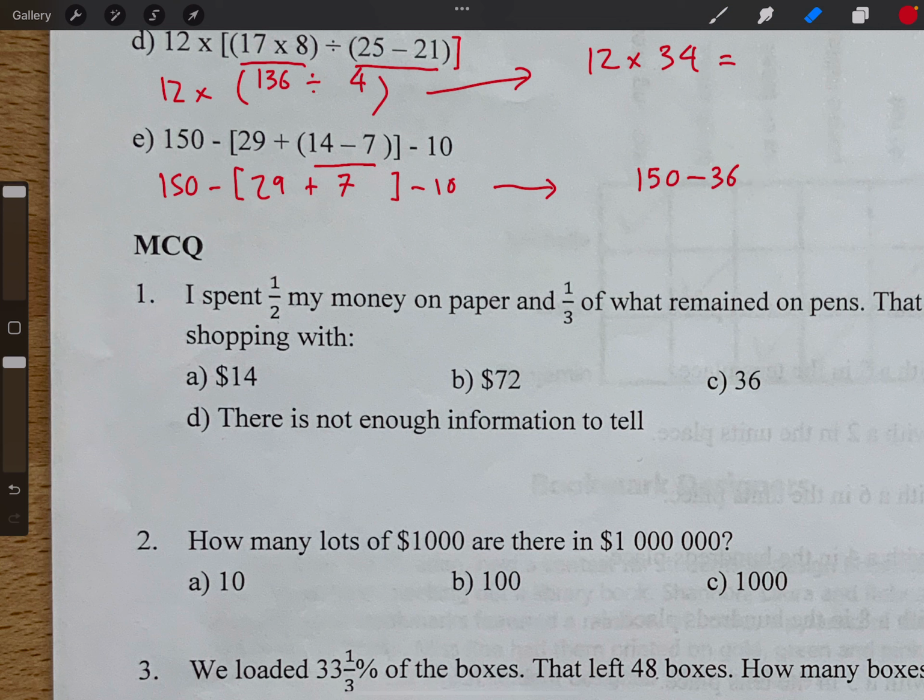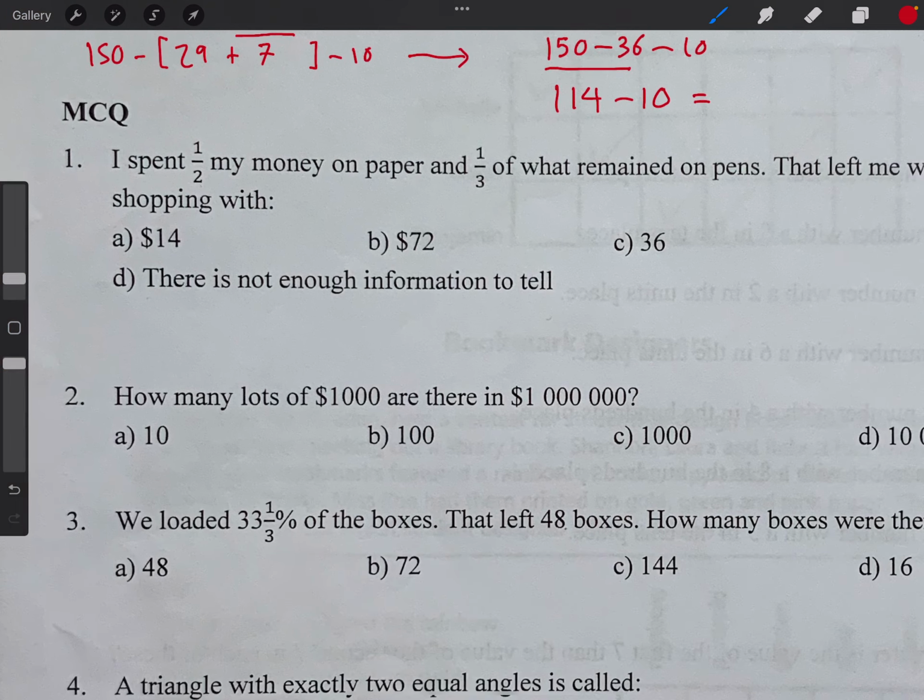Whoops. Take away 10. Do the left. They're both minus, so do the left one first and then do the right one. Always left to right. So this will be 114. Take away 10. Okay, you can work it out.